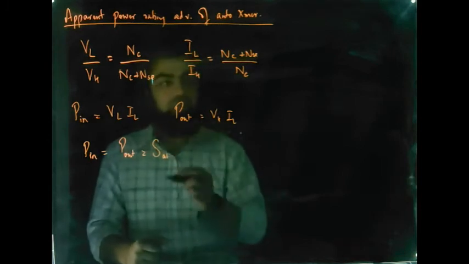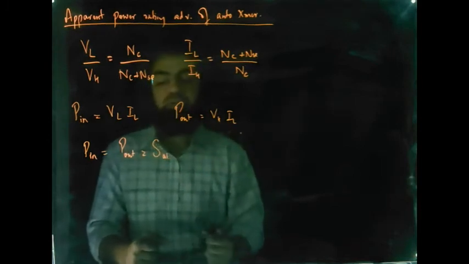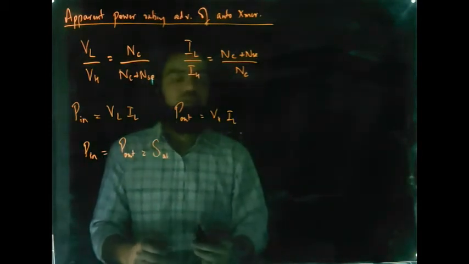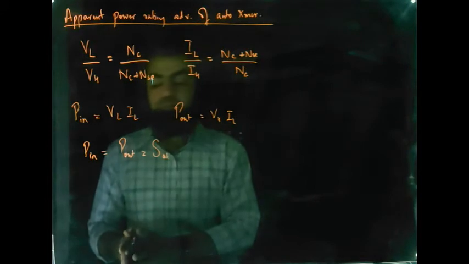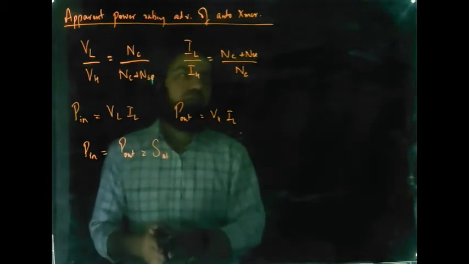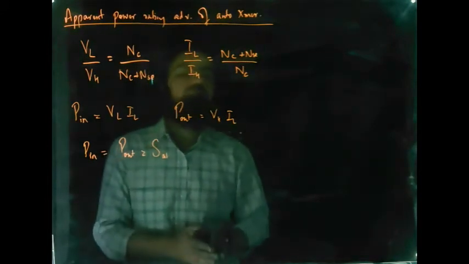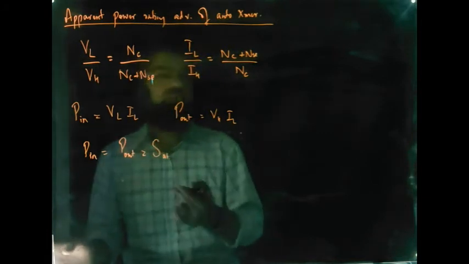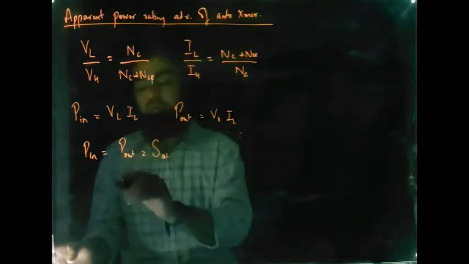Now let us look at the rating of the winding of the transformer. In case of a conventional transformer, the input power rating will be, say for example, if it is P, the rating of the windings will also be equal to P. There will be no difference there. Now let's see what happens in case of an auto transformer.